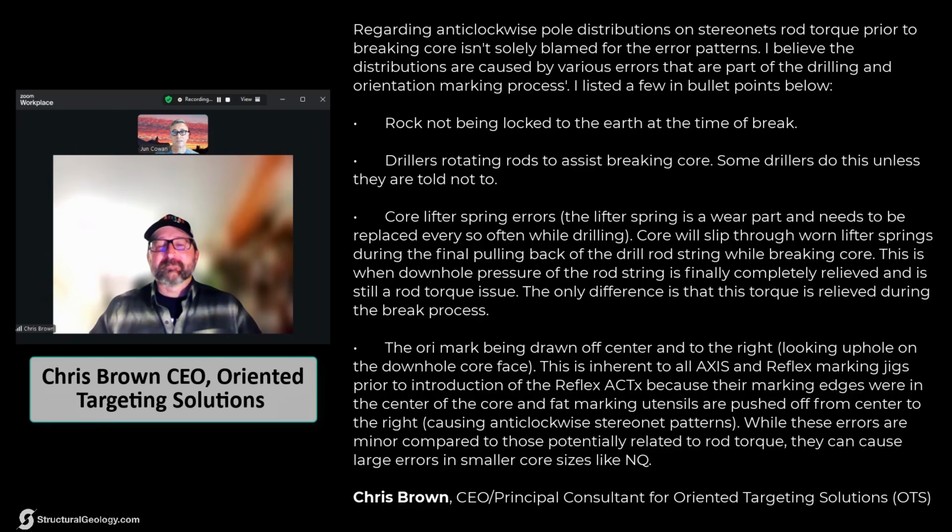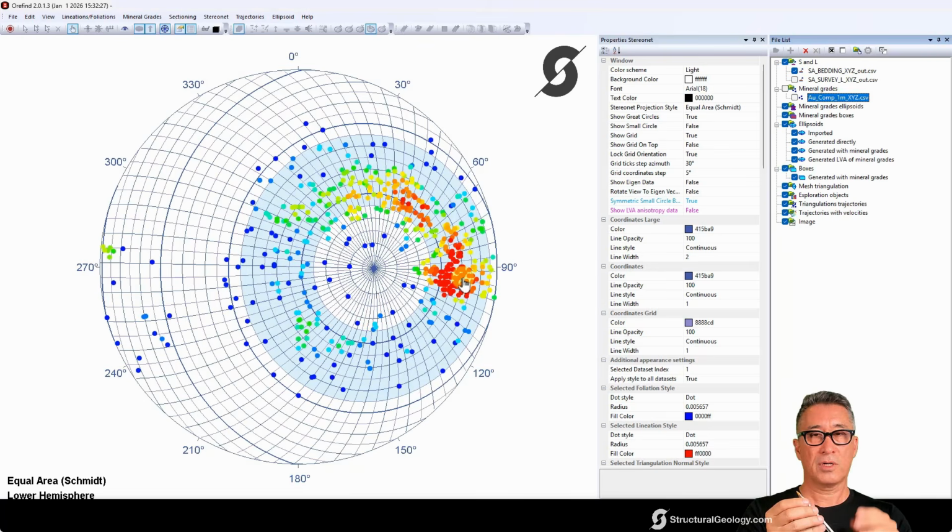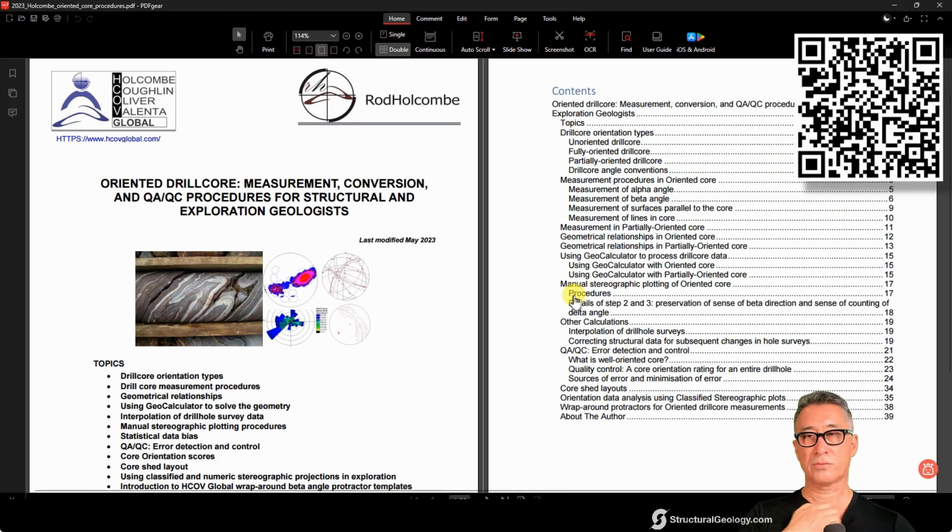So therefore, the structures are actually spread along, if there is rotation, spread along in an anti-clockwise fashion. So you have asymmetry in the poles of the foliation data, bedding data, I should say. So that's why you see this asymmetry. Now, you can see this asymmetry in many data sets. I just saw one in a really good write-up on how to measure structural data from core, and you can obtain this from his website. It's up here.